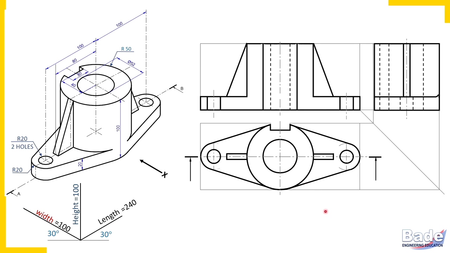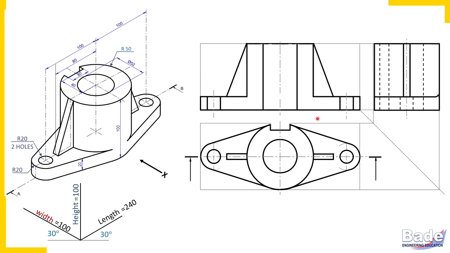Now one more important thing. As I told you, because of cutting, some hidden details get exposed and become visible. Some hidden details remain hidden even after cutting. So this slot is hidden. Even after cutting it is hidden. And such hidden details are not required in sectional views. So we should erase these two hidden lines. I am erasing those hidden lines.